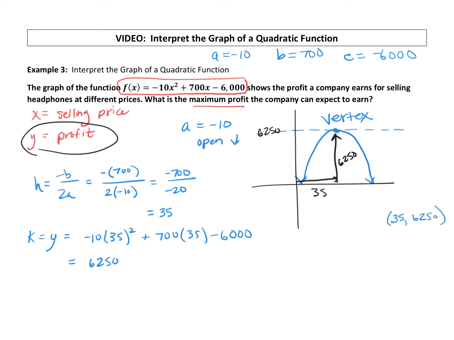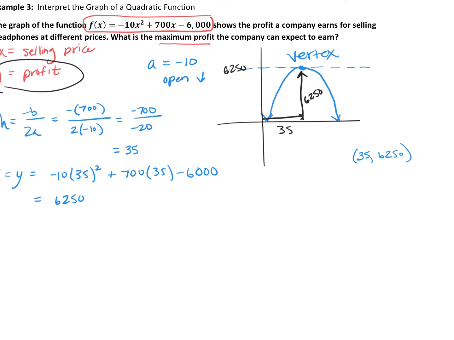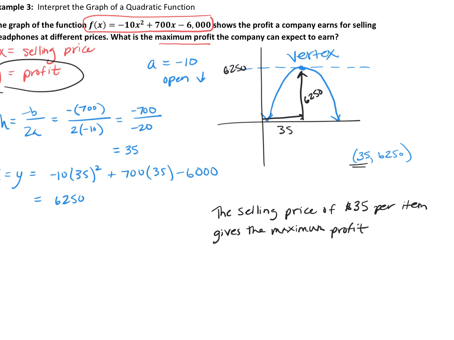So to answer the question, here's what we just figured out. We'll even put it in a sentence. The selling price, which was our x value, of $35 per item gives the maximum profit of $6,250.